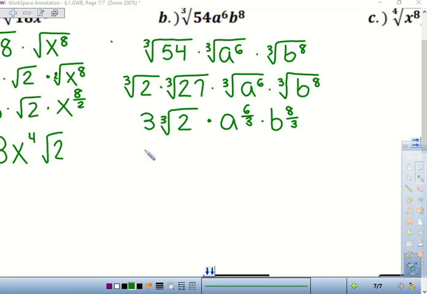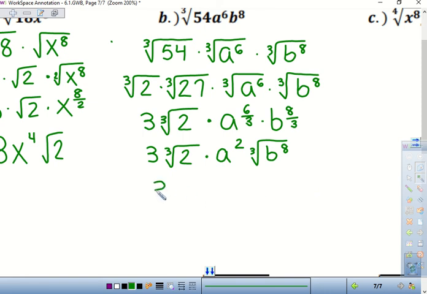Alright, so from here we're going to end up with 3 times the third root of 2 times a to the second. And then b, we can't do anything with this, so we can just convert it right back to a root since it didn't simplify. So now we're just going to write it all out.